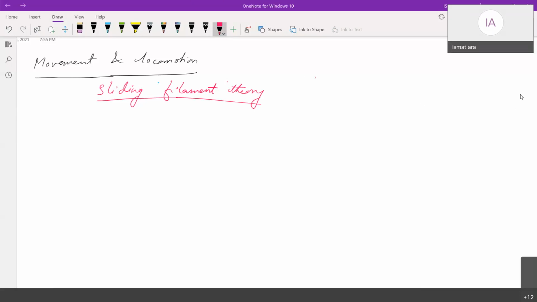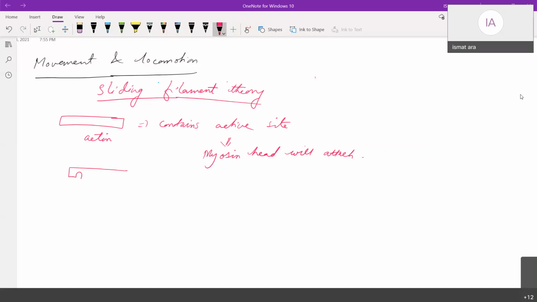Now, in the sliding filament theory, calcium plays an important role, isn't it? Suppose this is an actin molecule. This actin molecule contains an active site, isn't it? What is this active site? In this active site, the myosin head will attach. So we can draw the structure like this.